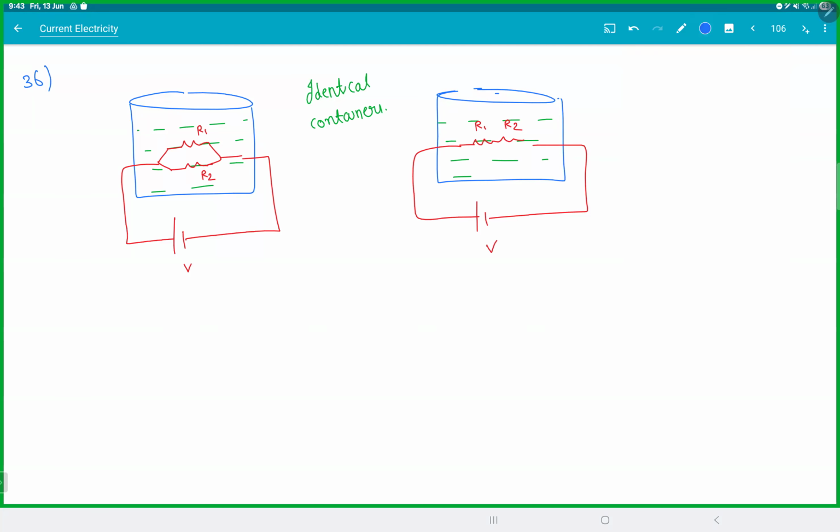In the first case, it took 10 minutes to boil the water. Here it took 40 minutes to boil the water. Find R1 by R2.